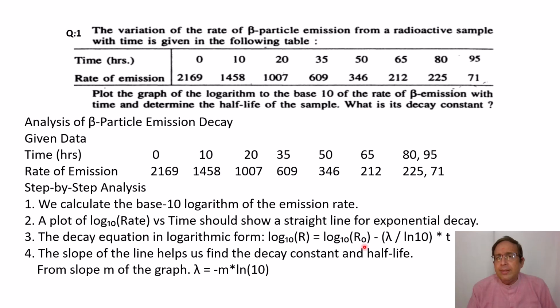So if this is the equation of this graph, then minus lambda by ln 10 would be the slope of this graph. It would be a negative slope, and the value would be minus lambda by ln 10. So then lambda would be minus the slope into ln 10. So if you plot the graph, calculate the slope, and then multiply it by ln 10, then the negative of that would be equal to lambda.